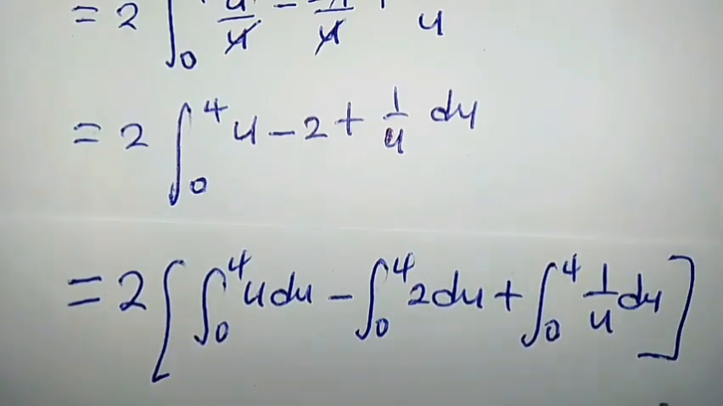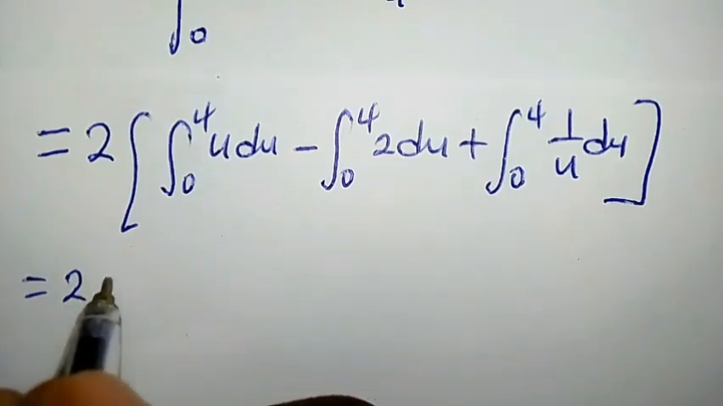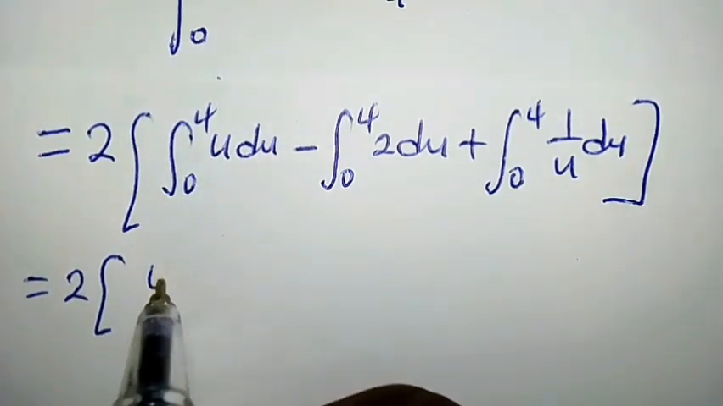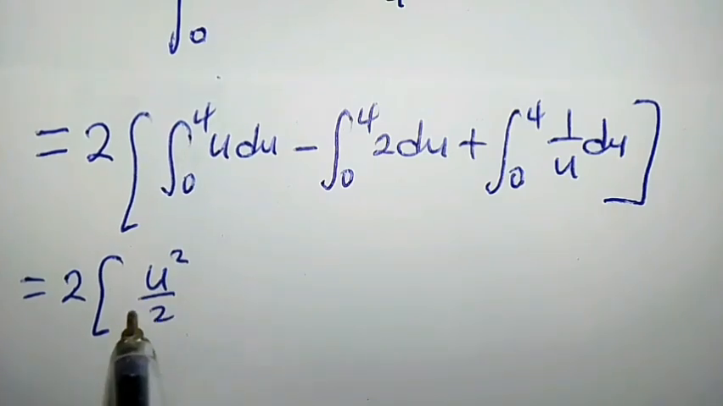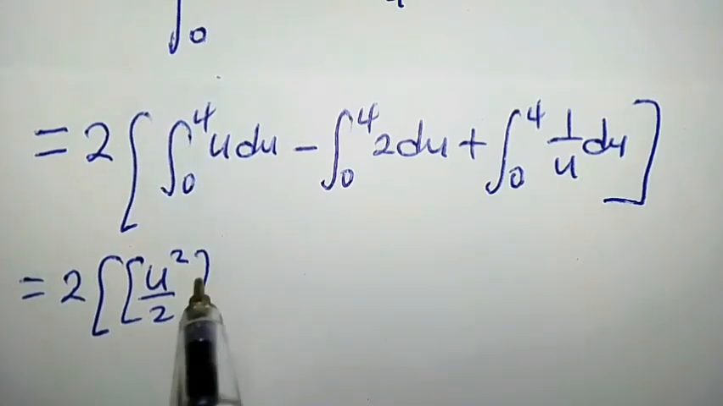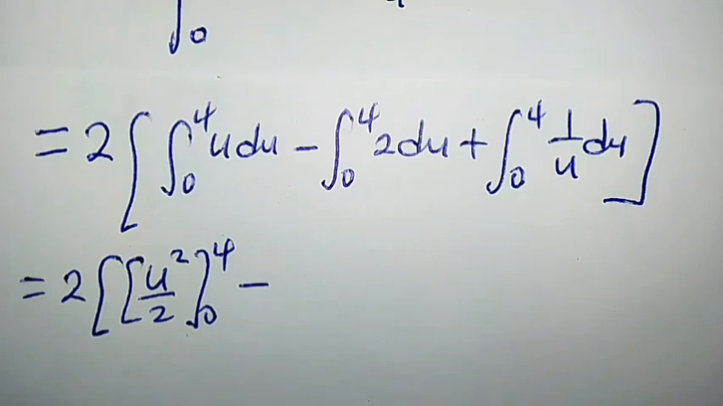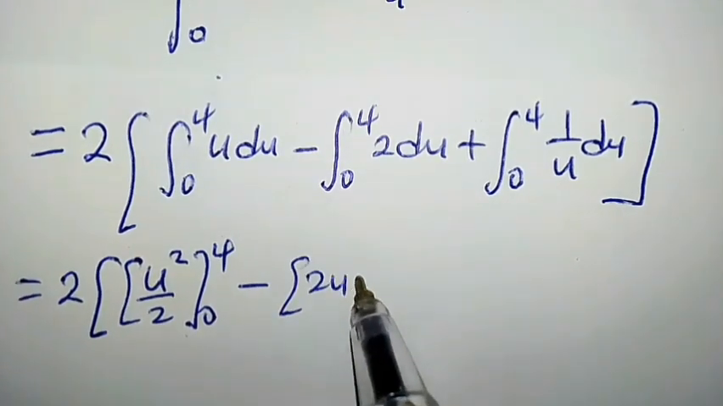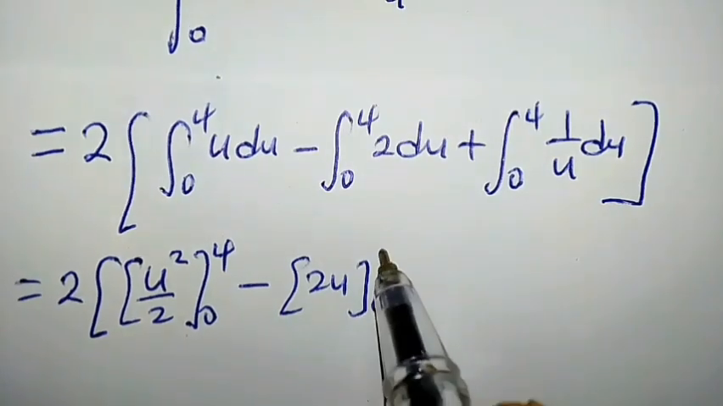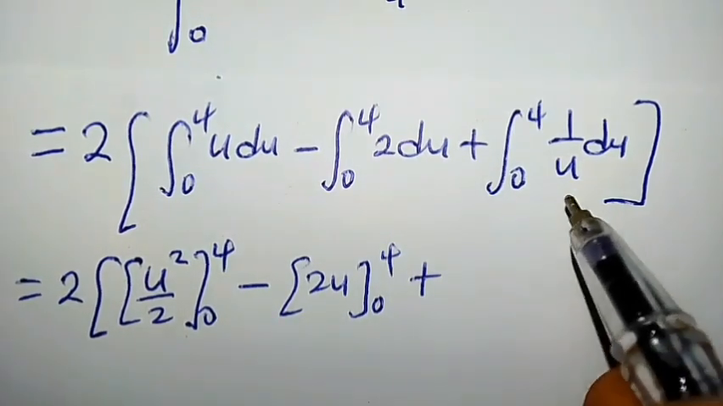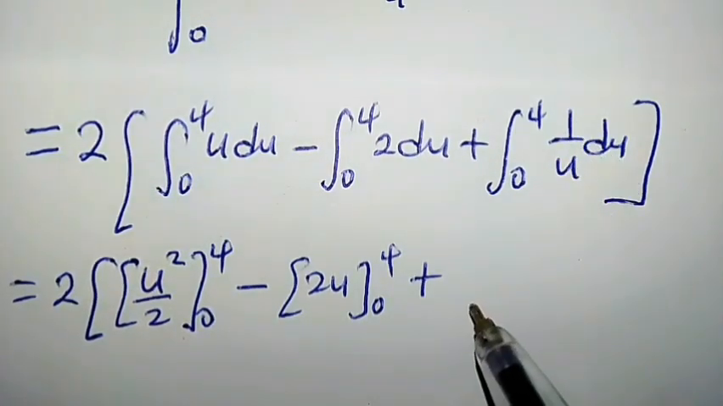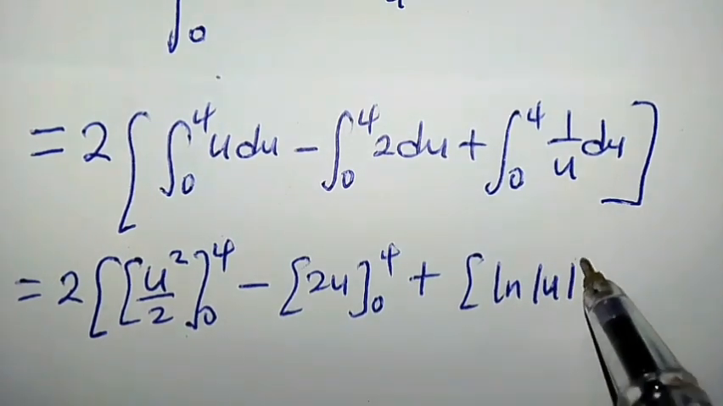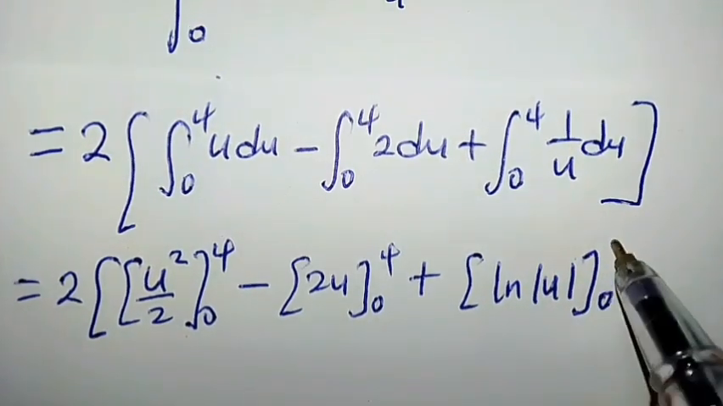So we simply close the bracket. This is equal to 2 times integrating u with respect to u, that is simply u to the power of 2 over 2, evaluating from 0 to 4, minus integrating 2 with respect to u, that is simply 2u evaluating from 0 to 4, plus whenever we integrate 1 over u, we are going to have ln absolute value of u evaluating from 0 to 4.